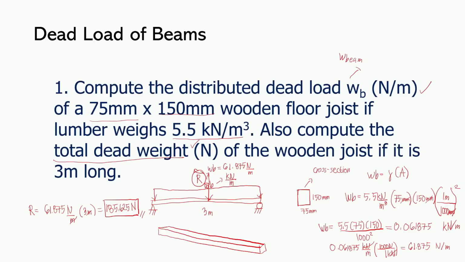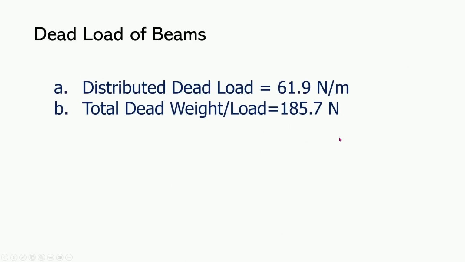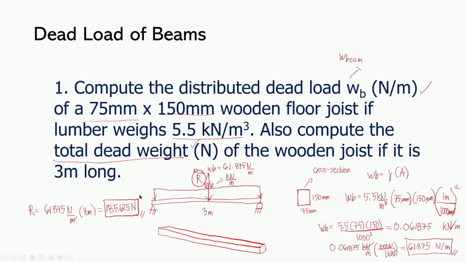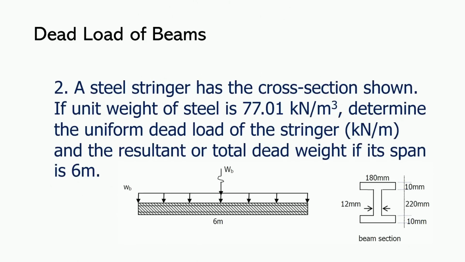And then, for the first question, we have this value. And so, let's try to check. We have our distributed dead load, which is 61.9. And then, our total dead weight is 185.7. And so, the same lang dito. Next, we have to compute the dead load of this beam. So we have now a steel stringer that has the cross-section shown, which is ito. And then if the unit weight of steel is 77.01 kN per m cube, determine the uniform dead load of the stringer and also the resultant or total dead weight if its span is 6 meters.